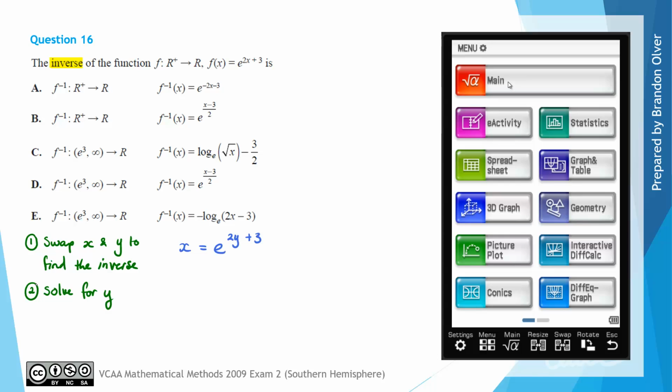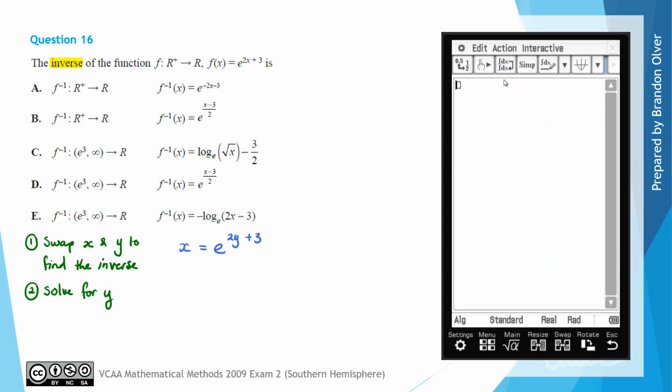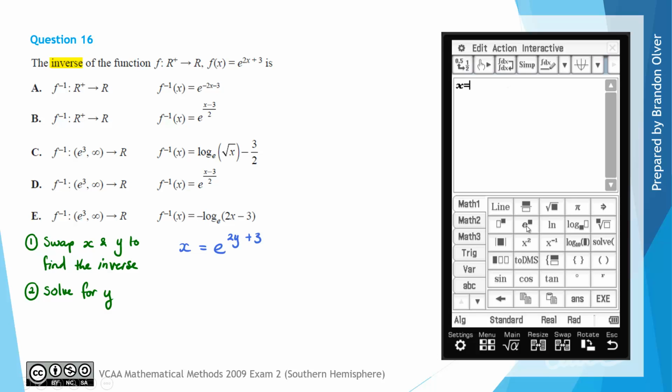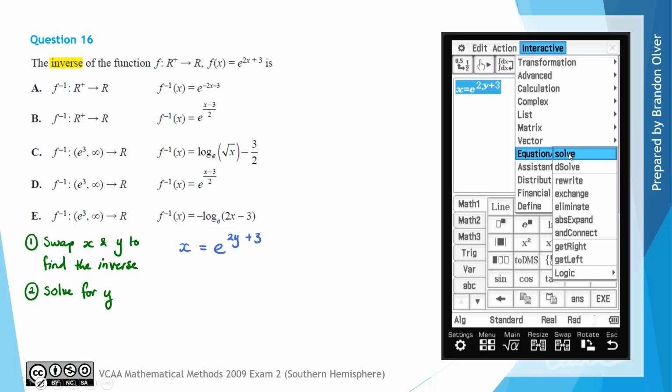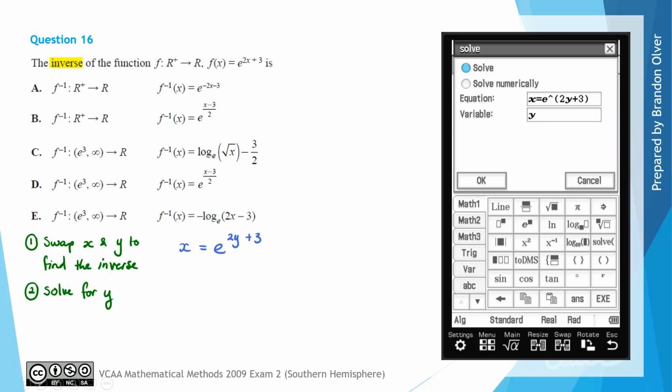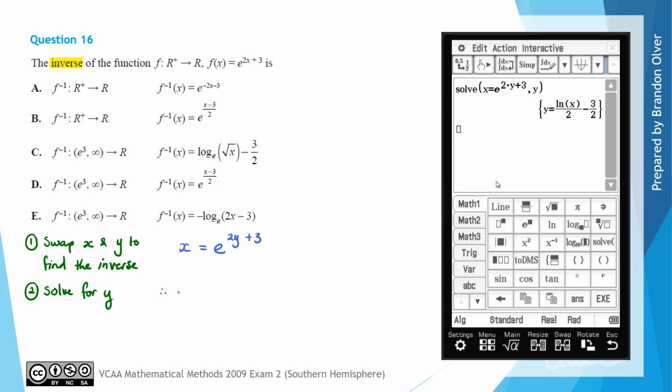On the CAS calculator, go into the main menu. Next, we want to type in our new rule with x and y swapped. So we have x is equal to, and then bringing up the keyboard, we can do e to the power of 2y plus 3, and that all needs to be in the power. Then we highlight that and go Interactive, Equation/Inequality, Solve, and we want to solve for the variable y.